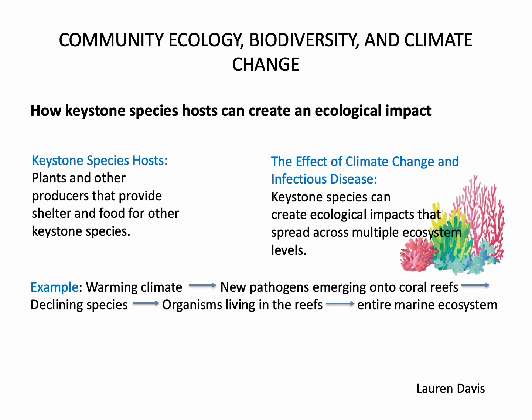How keystone species hosts can create an ecological impact. Keystone species hosts are plants or other producers that provide shelter and food for other keystone species. When affected by climate change and infectious diseases, keystone species can create ecological impacts that spread across multiple ecosystem levels. For example, due to the warming climate, new pathogens have emerged in marine life, specifically coral reefs, which is causing a decline in the species. The declining species is negatively affecting the organisms that are living in the reefs, which eventually disrupts the entire marine ecosystem as a whole.